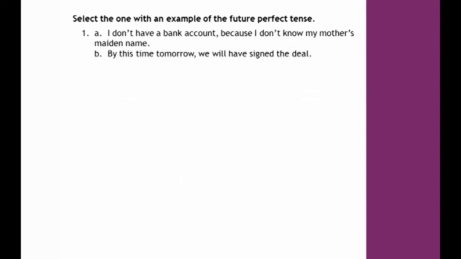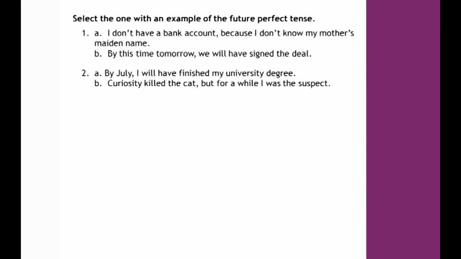Set C. Select the one with an example of the future perfect tense. Which one of A and B is the future perfect tense? Letter A. I don't have a bank account because I don't know my mother's maiden name. Letter B. By this time tomorrow, we'll have signed the deal. Number 2. Letter A. By July, I will have finished my university degree. Letter B. Curiosity killed the cat, but for a while, I was the suspect.